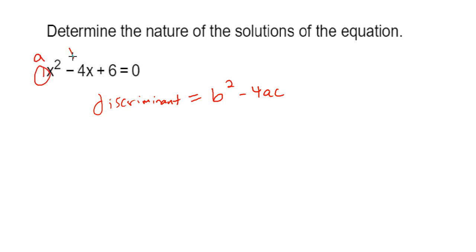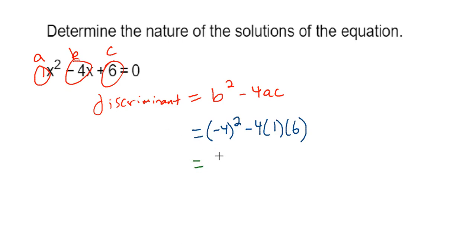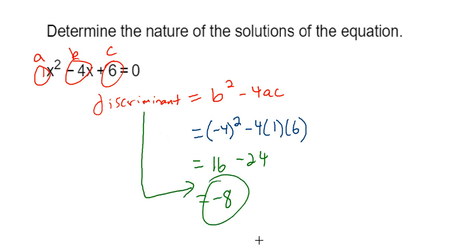A is equal to 1 in this case, b is negative 4, and c is positive 6. So we'll plug those numbers into this formula. We'll have negative 4 squared minus 4 times a, which is 1, times c, which is 6. We'll simplify this so we get positive 16 minus 24, which is negative 8. Now don't put x equals negative 8, because x is not equal to negative 8. The discriminant is equal to negative 8.